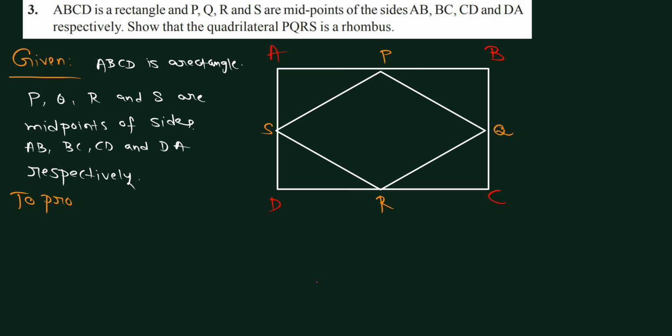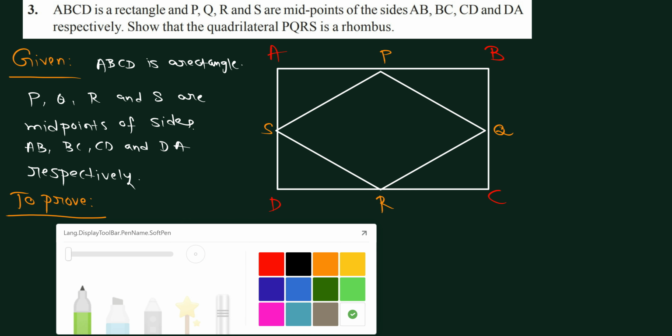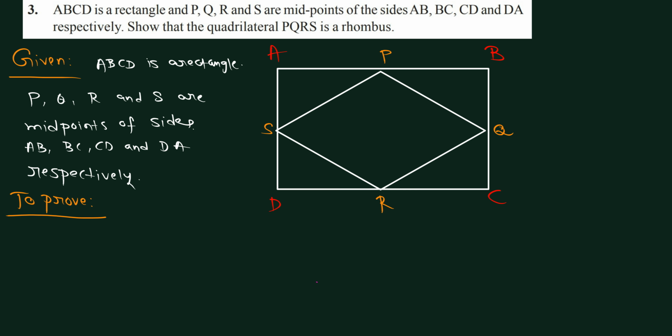Next, write down: to prove. To prove PQRS is a rhombus, we need to prove adjacent sides are equal. Already it is a rectangle. In a rectangle, opposite sides are equal, right? AB equal to CD, BC equal to DA. Already you know that, right? So to prove PQRS is a rhombus, we need to prove adjacent sides are equal.